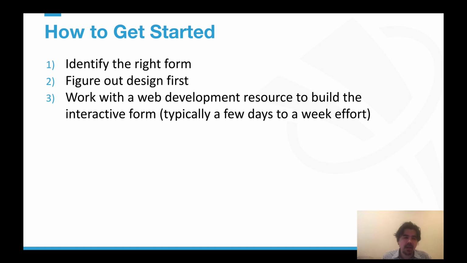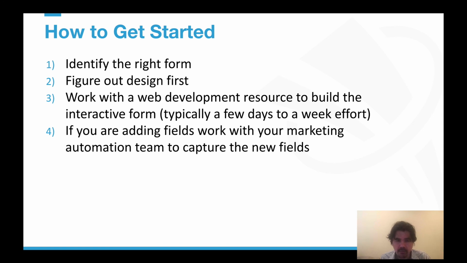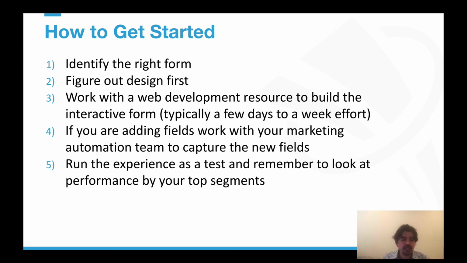So assuming you've identified that and gotten started, if you are asking for new questions, just work with your marketing automation team to most likely create a new form specific for this kind of flow. So you are adding fields, that's probably another action you need to consider, but typically it's a straightforward request. And once you have all that figured out, you can launch. We definitely recommend you run this as an A/B test to quantify the results and make sure it works for you. And like I mentioned before, also look out for how it performs by your top segments, because we have seen different levels of impact based on the segment we filtered for.